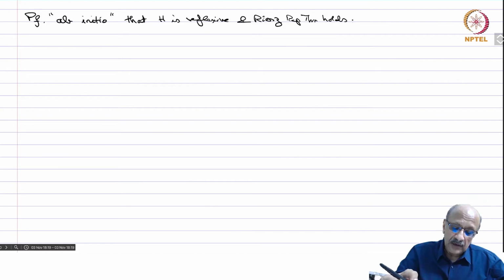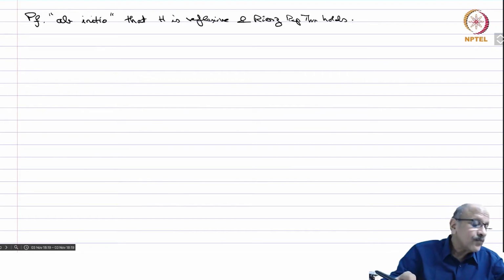We used uniform convexity and the fact that uniformly convex spaces are reflexive, and from that we proved the Riesz representation theorem. Here we will now directly prove the Riesz representation theorem without using any machinery, and then deduce in fact that H is reflexive. It's good to know both the proofs.